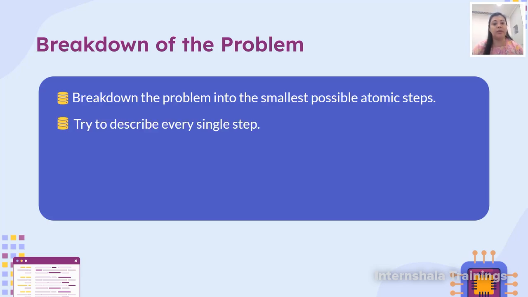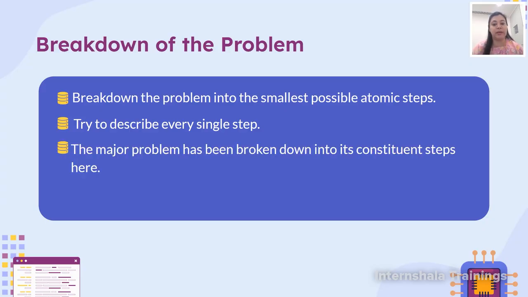Then try to describe every single step. So if I'm taking the first letter of the first name, how did I get that? I need to describe. First letter of the last name, how did I get that? I need to describe. How I got that zip code, I need to describe. And finally a hyphen and then a random digit number, right? Then finally the major problem has been broken down into its constituent steps here. So this is actually the best way to solve any problem. Not only any business problem, but any problem in your life as well you can relate.